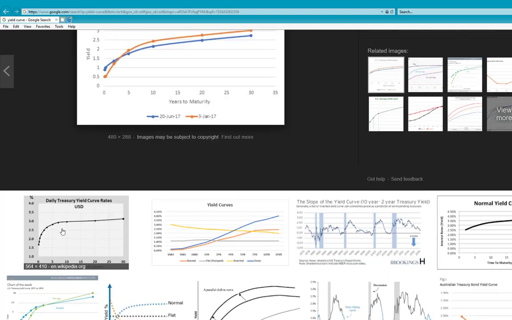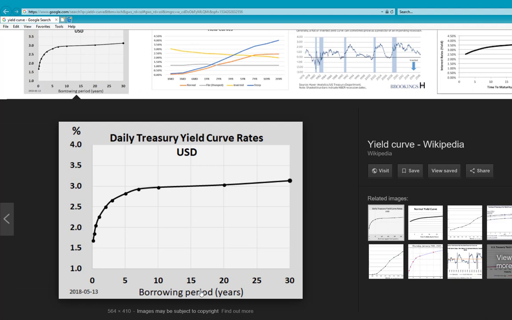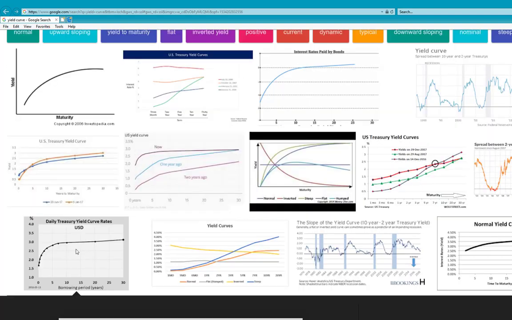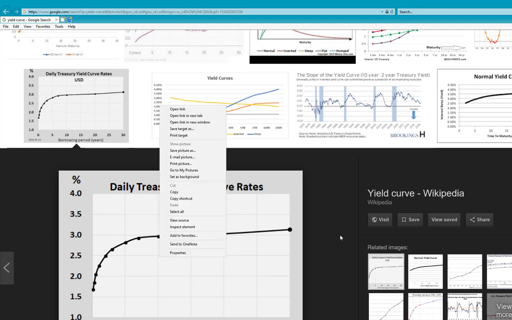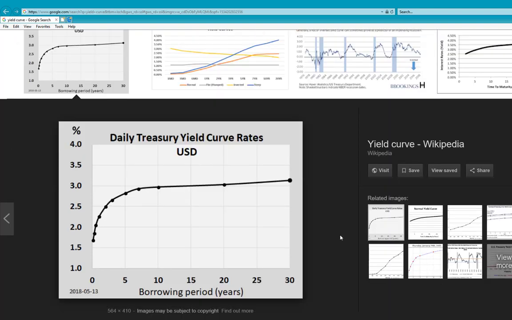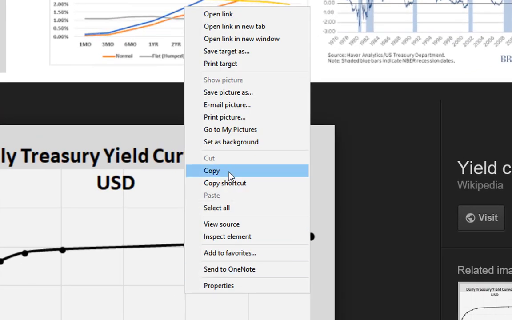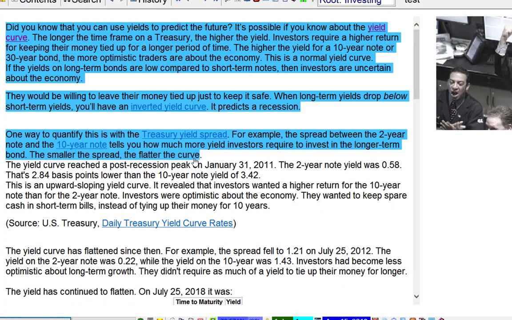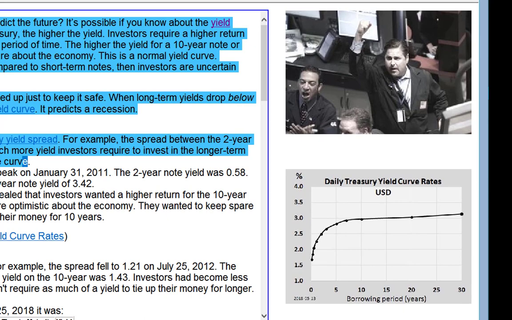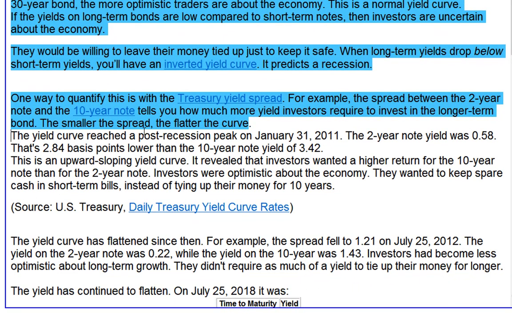Let's check some more. Borrowing period, okay, it's borrowing period. Interest rate, or yield. Wow, good. Be nice if it was written yield. It should have said daily treasury yield curve rates. Daily? Oh. Let's use it as an illustration for the article. The yield curve reached the post-recession peak on January 31st 2001.